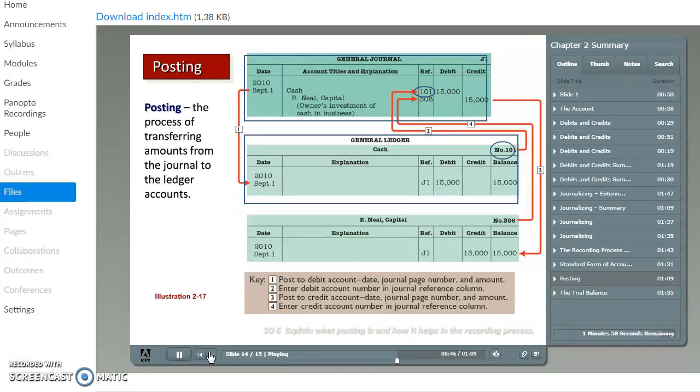In a similar manner, the $15,000 credit to Arneal Capital is posted to account number 306 Arneal Capital in the general ledger. After posting, the number 306 is entered into the reference column in the general journal.